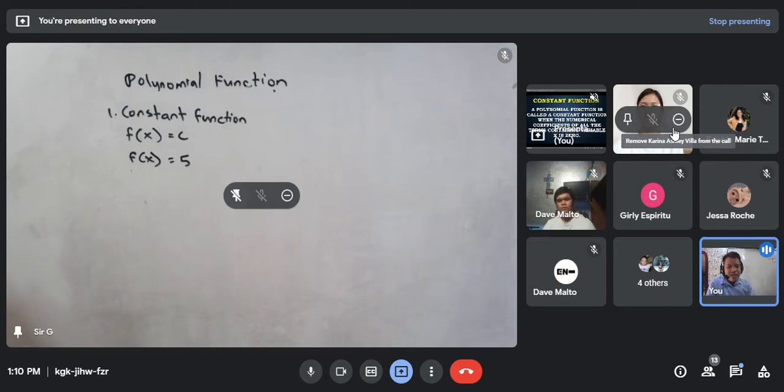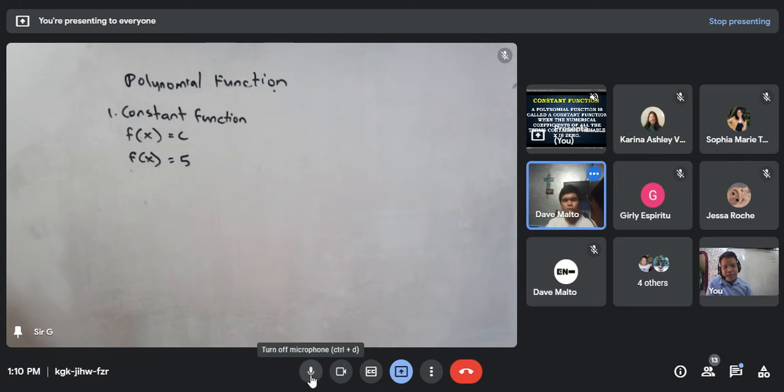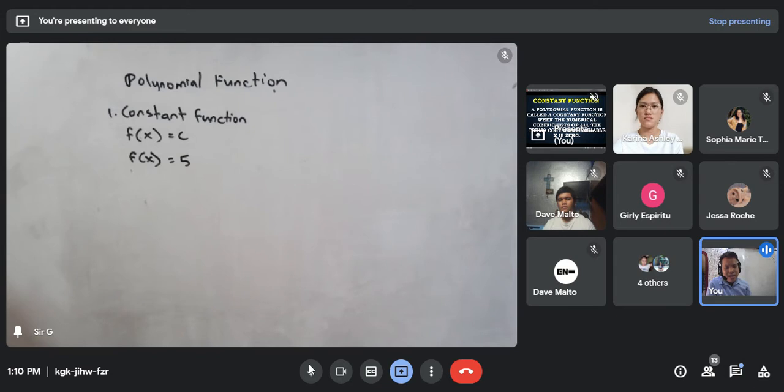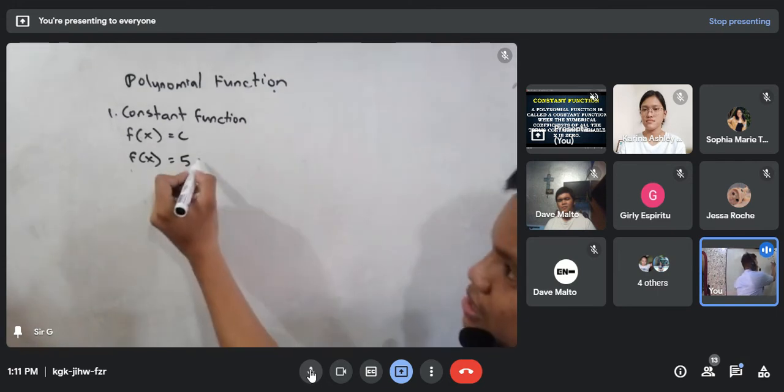Ano yung variable at exponent niyan, Dave? Meron ba yung letter o exponent, yung 5 na yan? Meron po ba? So, meron. Ano yung exponent niya, pati yung variable niya? So, x raised to 0.